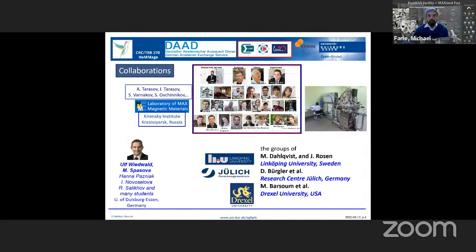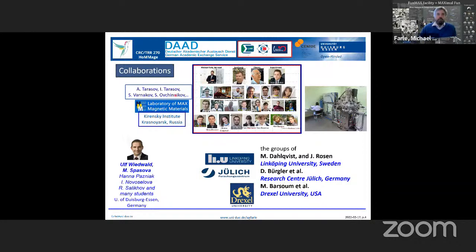Now, when we have a playground, we need players. And as you know, when you have a lot of players, you also need to have some supervisors. So look here in this upper row, we have a joint project with Sergei Ovchinnikov, Sergei Varnakov, Nikita Volkov, and at the Kerensky Institute, which was supported by a mega grant, we built up such a system to sputter deposit such materials with pulse laser deposition, sputter deposition, and MBE.